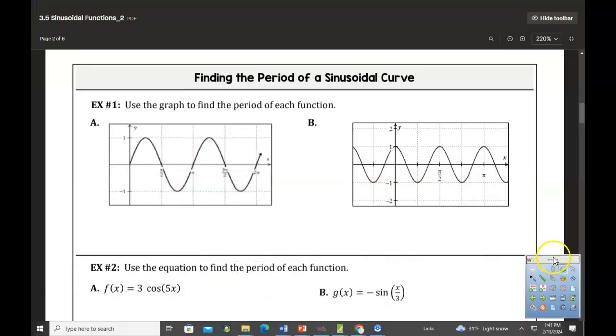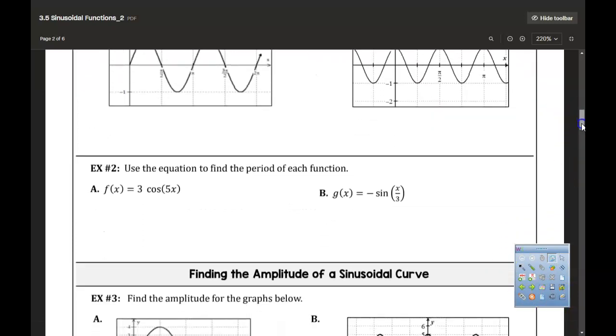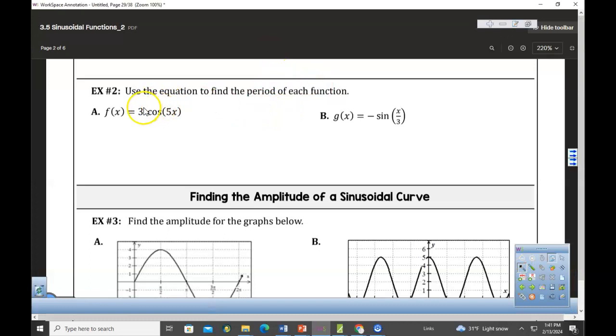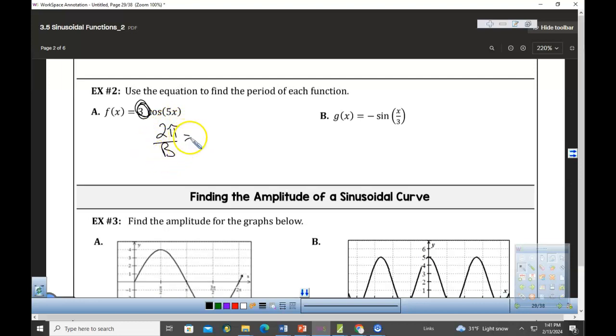All right. Okay. Scroll down a little bit. Example 2. Now let's use the equations to find the period. Now, this 3 affects my amplitude, not my period. Remember, period is 2 pi divided by b. In this example, b is 5. So my period would be 2 pi over 5. So it repeats every 2 pi over 5.